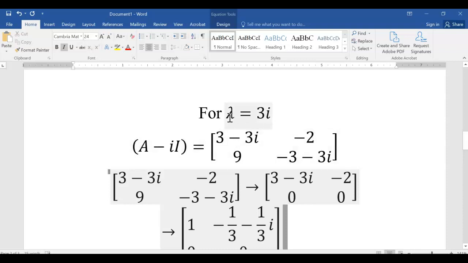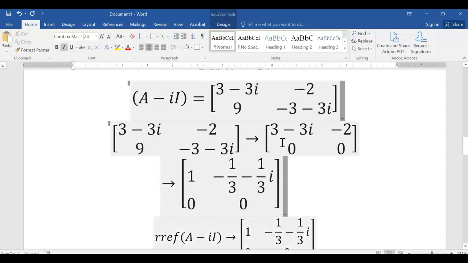So let's take lambda equals 3I. So you take A minus complex number I times the identity matrix I, and you get this matrix here. So we just subtract 3I from both the 1, 1 entry and the 2, 2 entry. Now, we're going to row reduce that. I row reduce that by hand. My calculator doesn't do that very well.